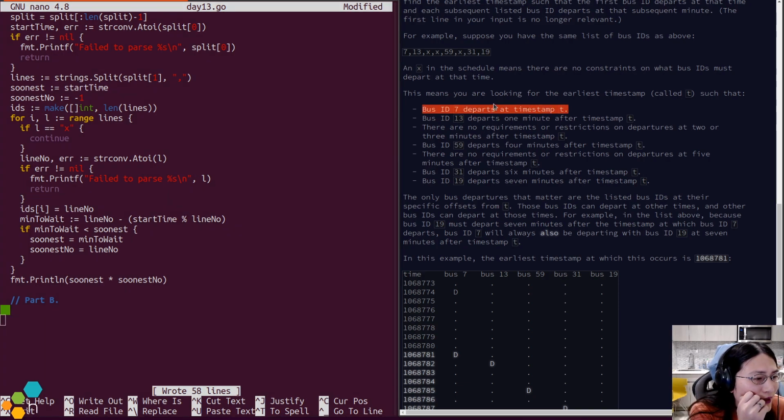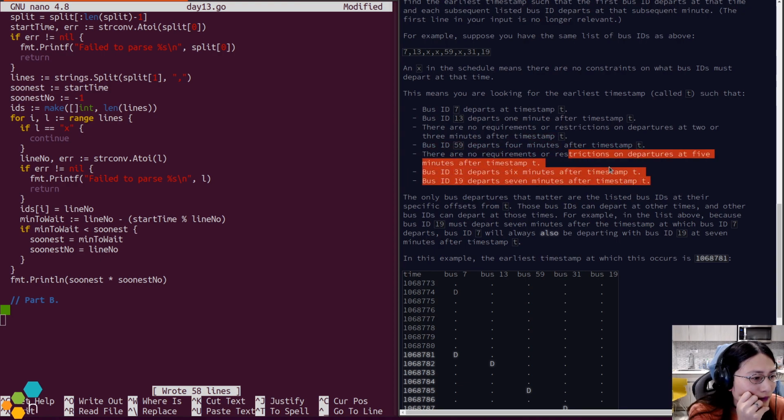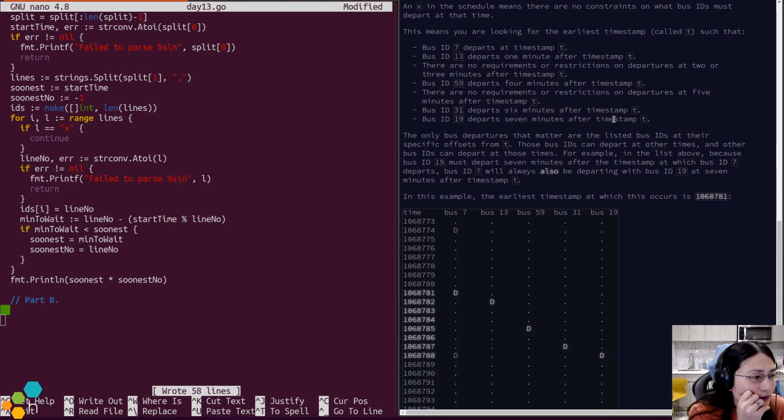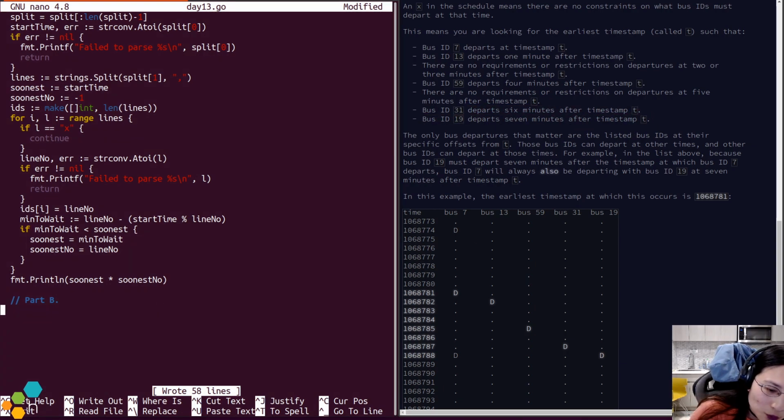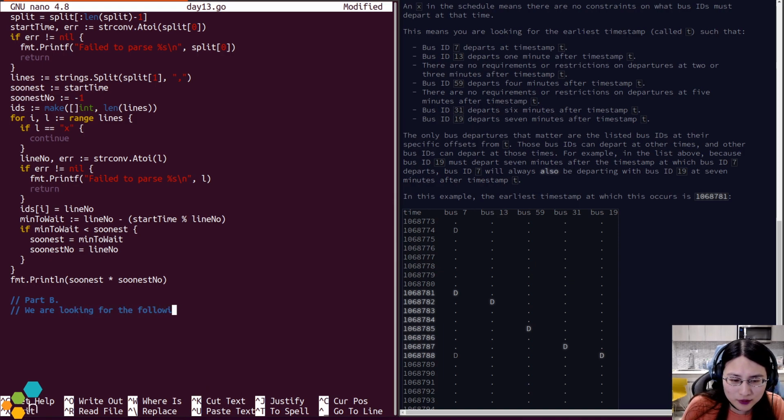Bus 7 departs at some arbitrary time in the future. Bus 13 must depart 1 minute afterwards. Oh, I see. Okay, got it. Yeah, okay, now I understand. So we're looking for the following relation to be satisfied.